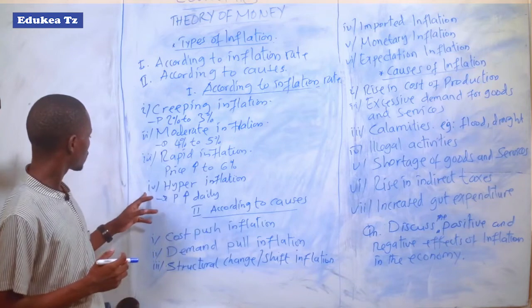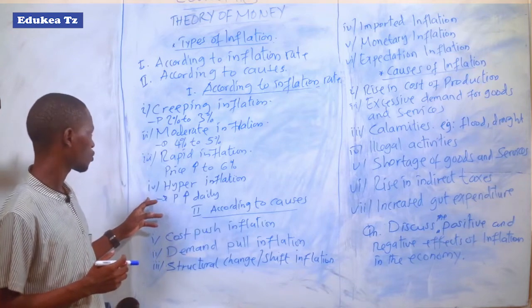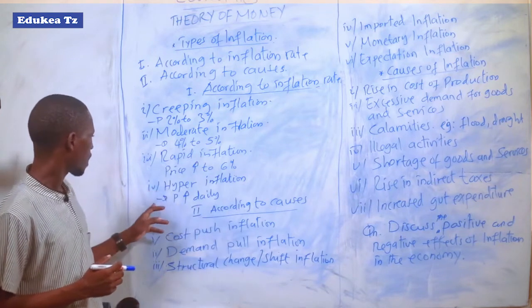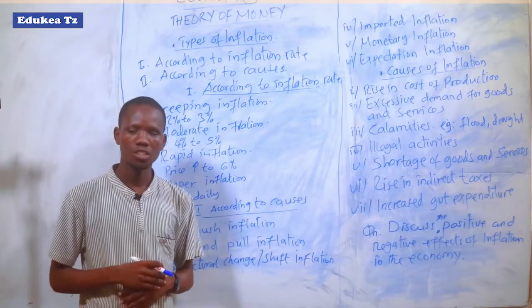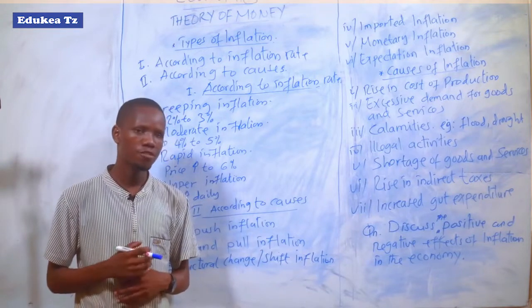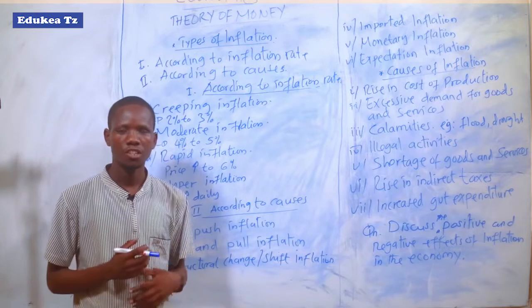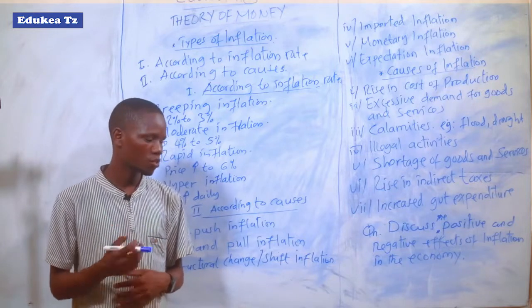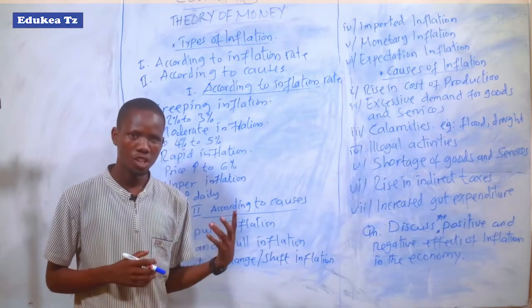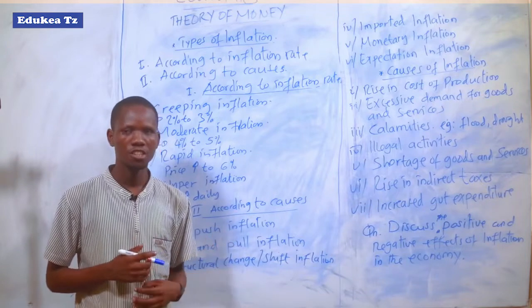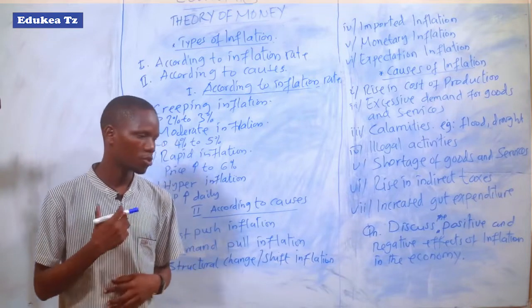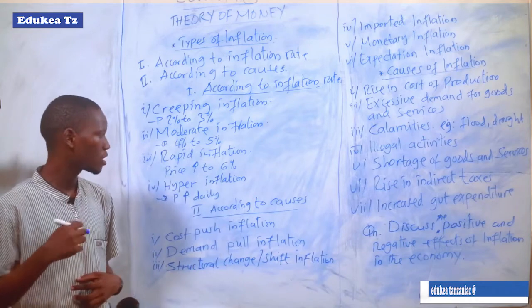Now here we have the fourth type of inflation according to inflation rate, which is hyperinflation. This hyperinflation is the type of inflation by which the price level rises day to day. As days go on, the inflation just continues to rise.